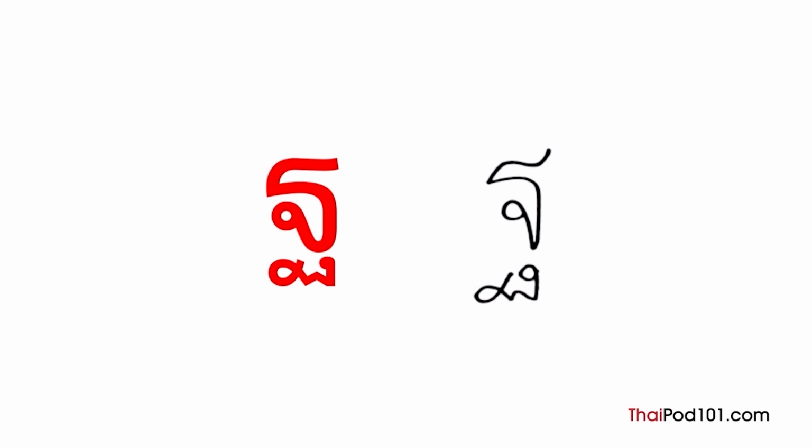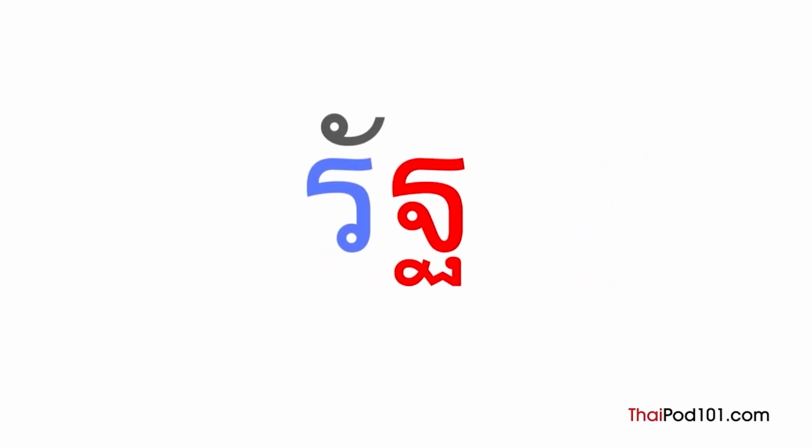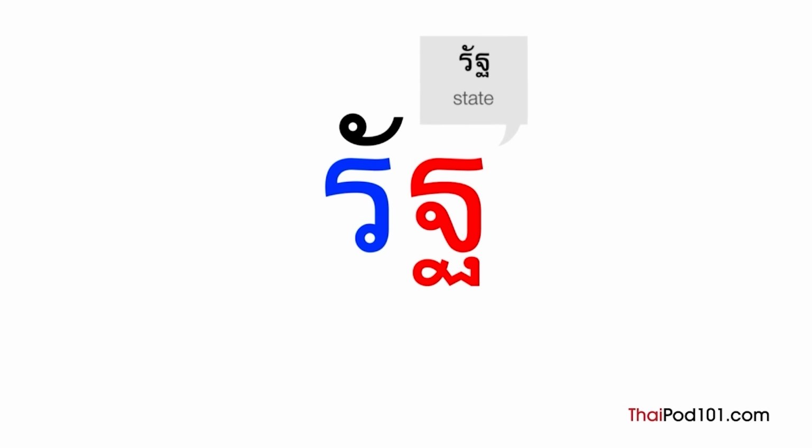The most common word that uses ถอฐาน is รัฐ which means state. รัฐ is also used as a prefix for many words that have something to do with government or statehood. รัฐ has the initial consonant รอเรือ sounding like a trilled letter R.